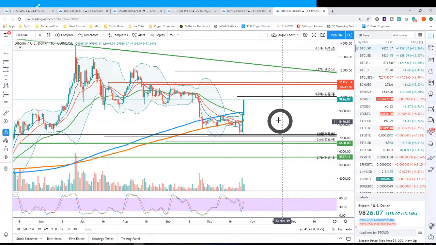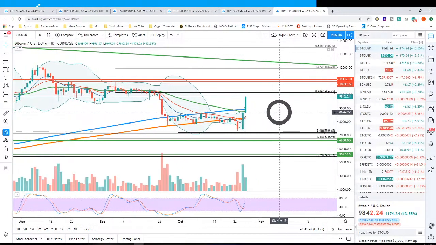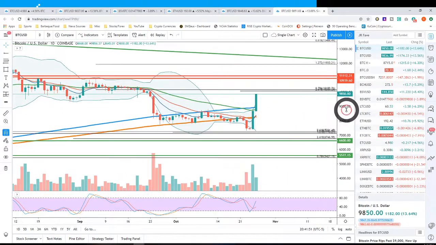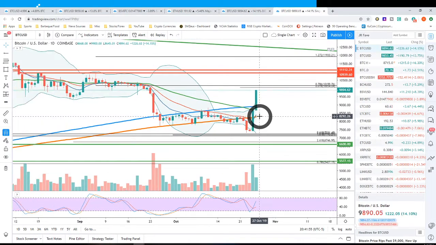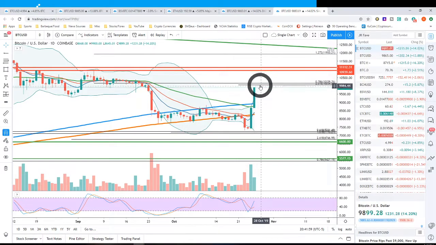And here we go, guys. We're testing 10,000, getting close. We're live, getting close to that fib cluster area, and this is really where I think this thing probably hits a roadblock. Right here, right in here, the 78.6 and the 261.8. That's where the roadblock happens, right? We're getting close.